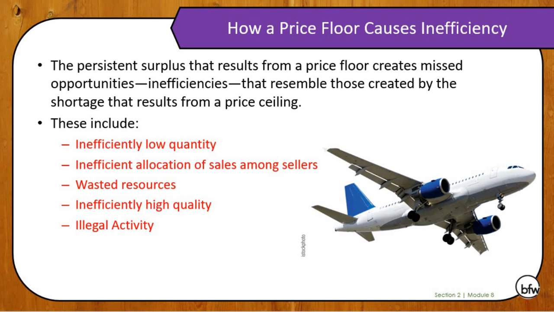Basically, there's going to be inefficiently low quality, inefficient allocation of sales among sellers. Basically, there's not going to be enough purchasers for the products, and so things aren't going to go to good use. There's going to be wasted resources. People are going to be making too much of a product because they're getting too high of a price, or they're going to think they're getting too high of a price for it. So you're going to have more people making it than there should be.